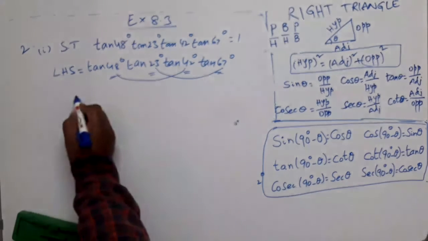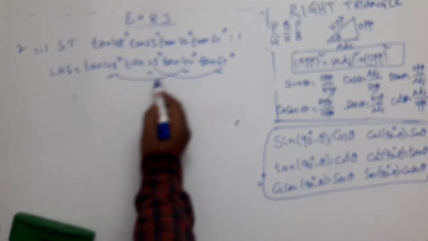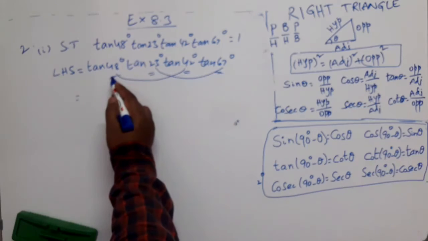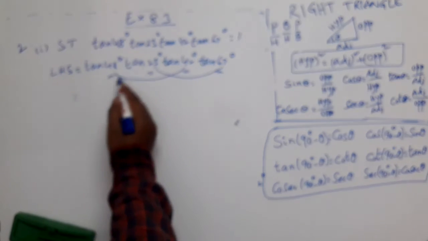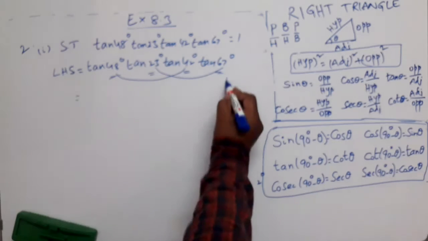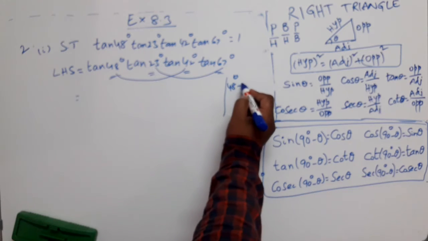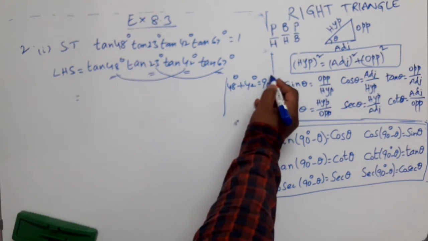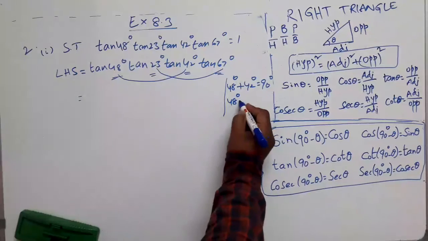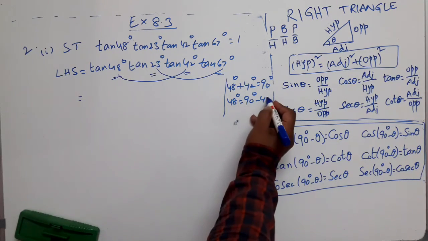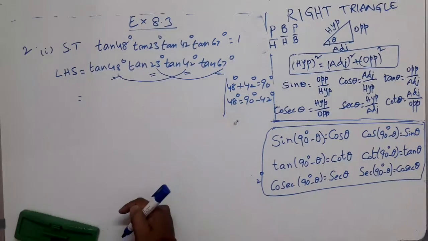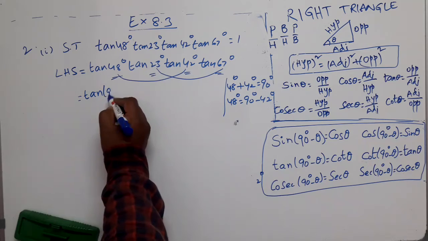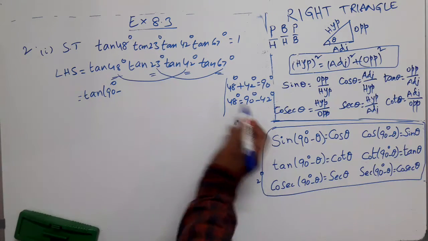So how shall we proceed? Yes, in these two terms, I am leaving one term as it is and changing the form of the other term. Let us say I want to change this. See, 48 degrees plus 42 degrees is equal to 90 degrees. That's what I have observed. I will replace 48 degrees by this 90 degrees minus 42 degrees. So I will write this as tan of 90 degrees minus 42 degrees.